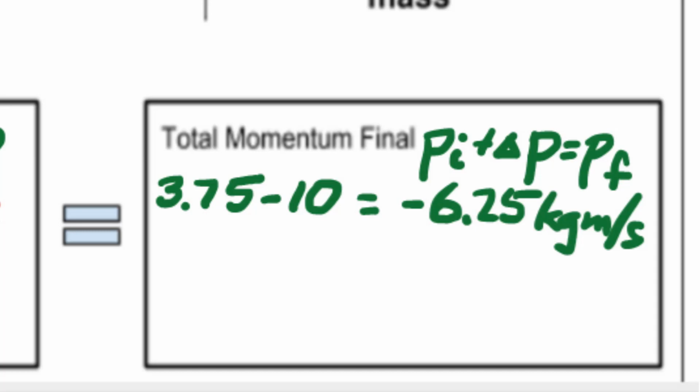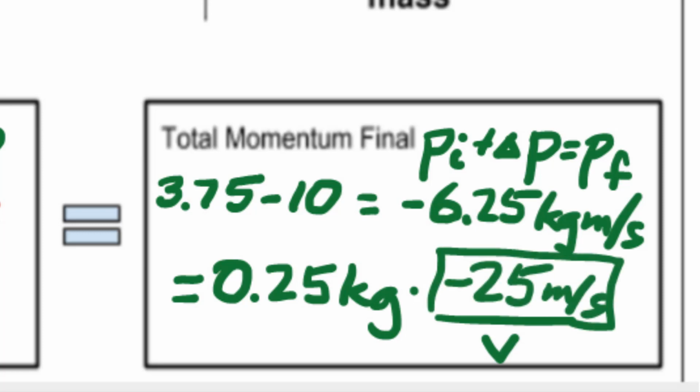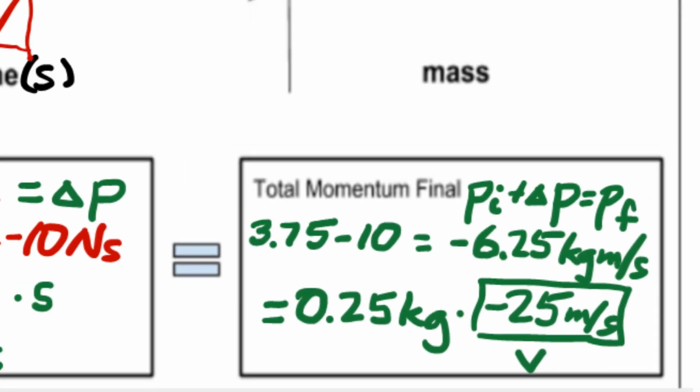What's the final momentum? We've got that, minus 6.25 kilogram meters per second. That's equal to mass times velocity, my mass of 0.25 kilograms times that unknown value of my velocity. So I could say minus 6.25 is equal to 0.25 times what number, or divide each side, and I find out that the value is minus 25 meters per second. So my final velocity is going to be a downward 25 meters per second.